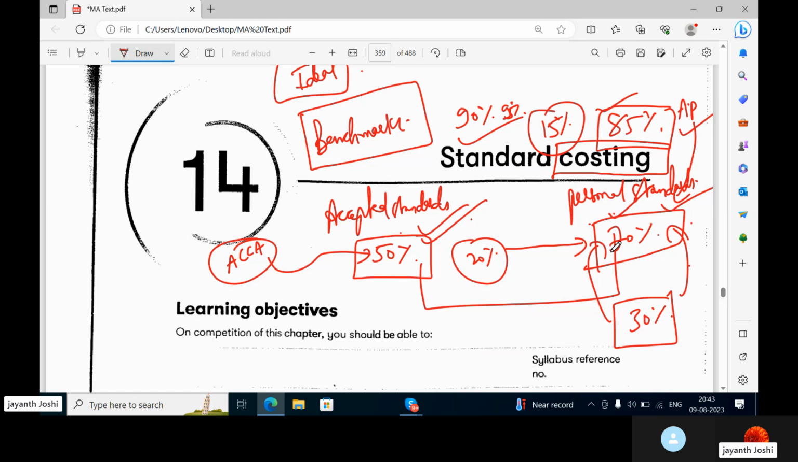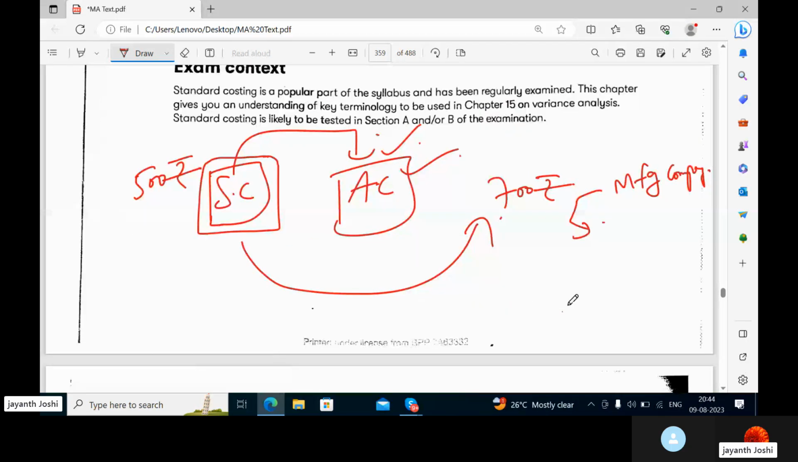Now, point number two, suppose you are a manufacturing company. So you want to manufacture products, okay? You want to know the cost of a product. How will you know the cost of a product? If you go to the market, definitely you can buy the product and you can check the cost of that particular product. Am I right? That is going to be the actual cost.